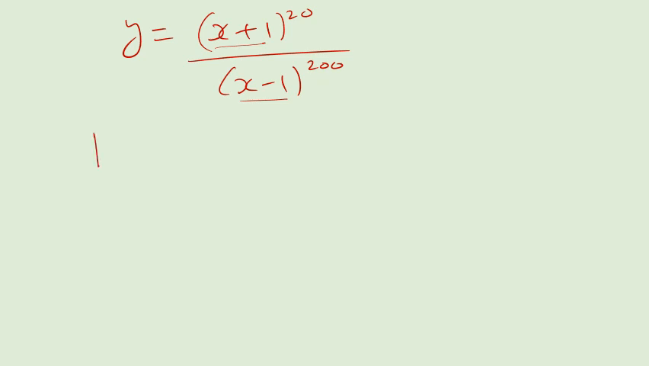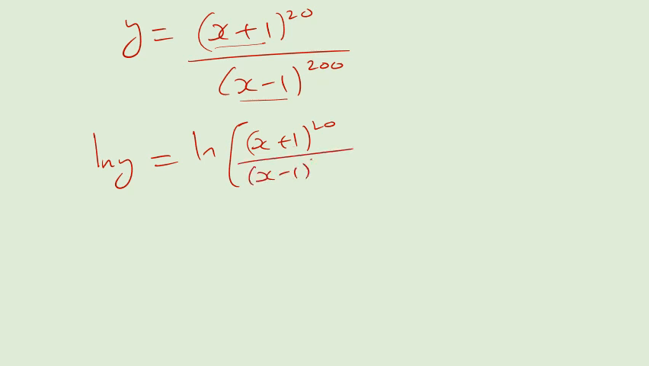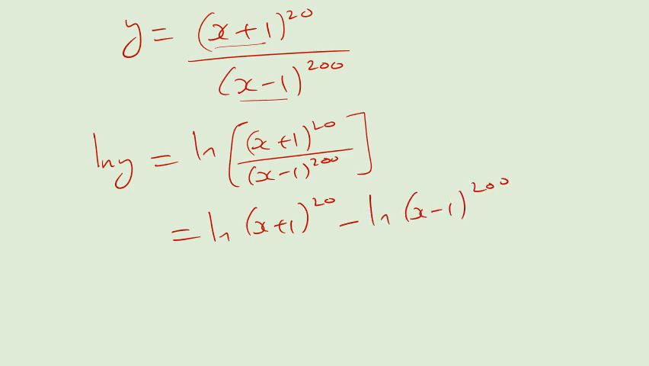But if we take ln on both sides, watch what happens. So it's ln of the entire thing, (x plus 1) to the power 20 all over (x minus 1) to the power 200. This, dear friends, is ln of (x plus 1) to the power 20, minus ln of (x minus 1) to the power 200. Where did that minus sign come from? Yes, it's a quotient. Remember, ln of a over b is equal to ln of a minus ln of b.